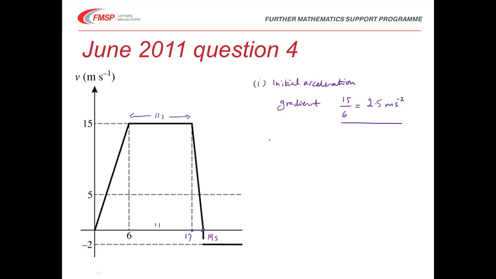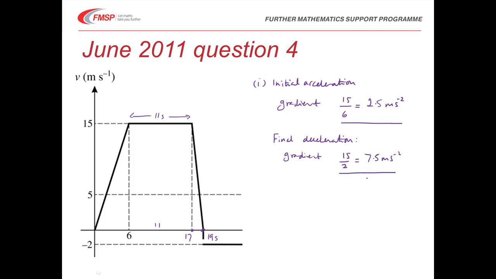Is acceleration meters per second squared. And then we're going to find the final deceleration. The question specifically says final deceleration. I'll come back to that word in a moment. Now, this again is from the gradient, and the height has changed by 15 in a time of 2 seconds. So that's a deceleration of 7.5 meters per second squared.